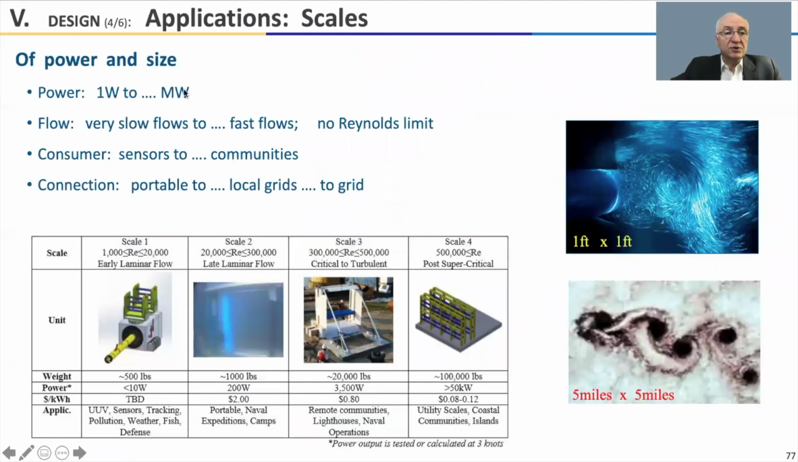Finally, let's consider some applications. Both VIV and galloping are very scalable phenomena. So you can design a device to harness a small amount of power, like a fraction of a watt, all the way to a megawatt, or you can harness energy from very slow flows to fast flows, and you can power sensors, or you can power communities. You can have a portable device, so you can connect something to a local grid or a utility scale grid.